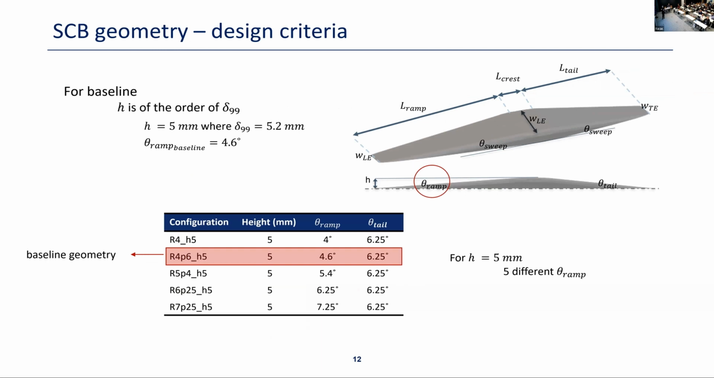But we also tried different angles to understand how the effect is varying. Keeping this 4.6 degrees as a baseline case, we also tried a little bit lower and higher angles. For all these cases, the height is kept constant, and from the literature, we know that it is mostly preferred that the height is taken in the order of the boundary layer thickness. So for the simplicity of the comparison, I stuck with that.